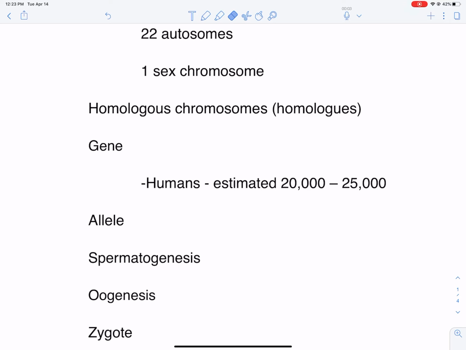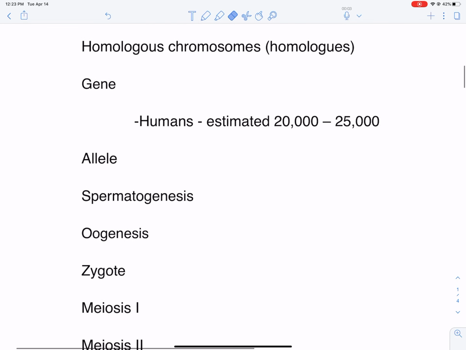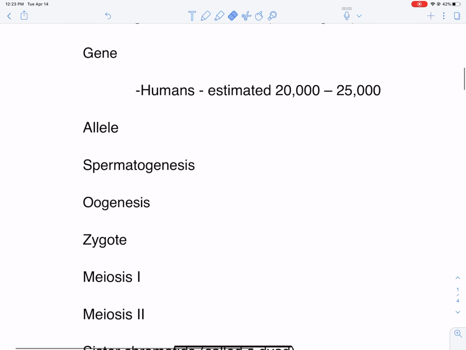Spermatogenesis, what's that? That's the making of the sperm cells. For this process of meiosis that we're looking at, we have two options: spermatogenesis in the male, and oogenesis in the female. We're going to be looking at this process of making sperm cells and egg cells. If and when those unite, they form a zygote. What's a zygote? It's a fertilized egg.